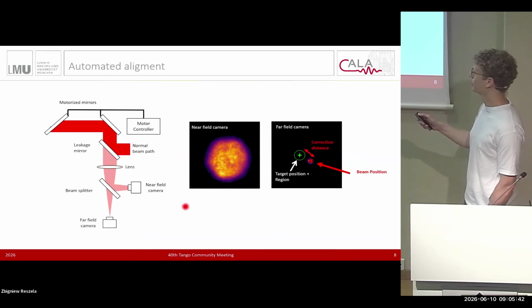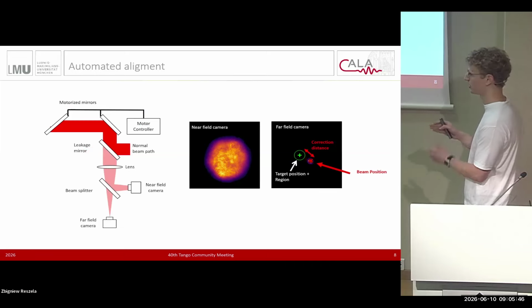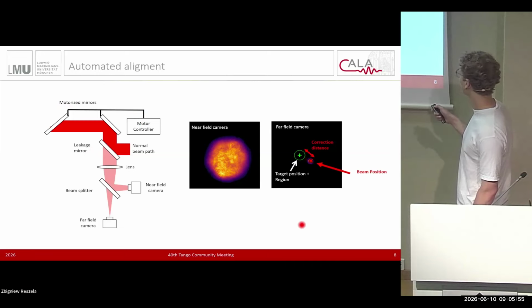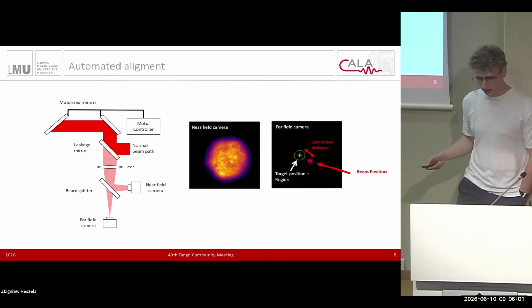We have the mirrors here on top, which are there to move the beam and change its position and direction. And we tell the motor controller how we need to move the beam in order to bring the laser beam back to its target position or target region.